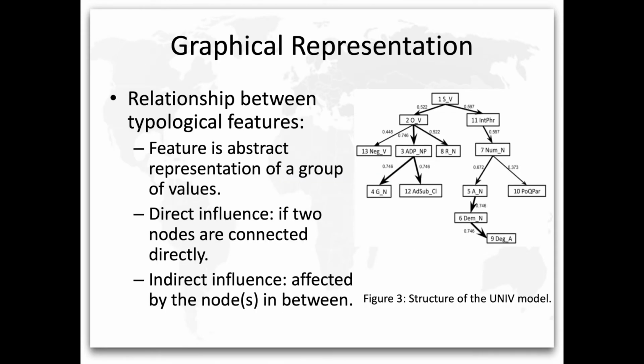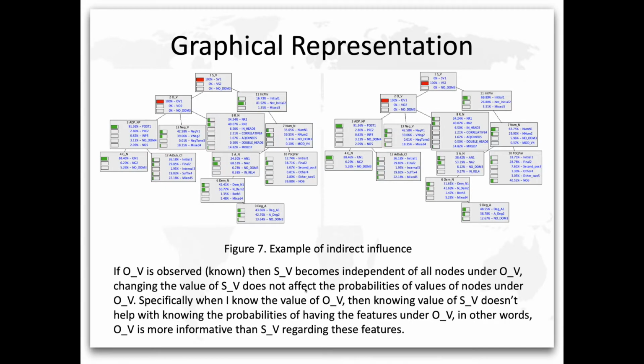The results are a big part. We started with the graph representation. From this graph, we can study how the features interact with each other. There is a direct inference if two nodes are connected directly, and then there is indirect inference. We'll use an example to illustrate the indirect inference.